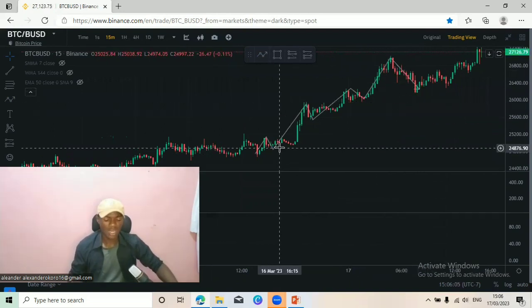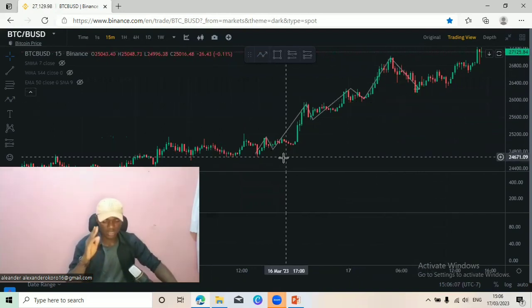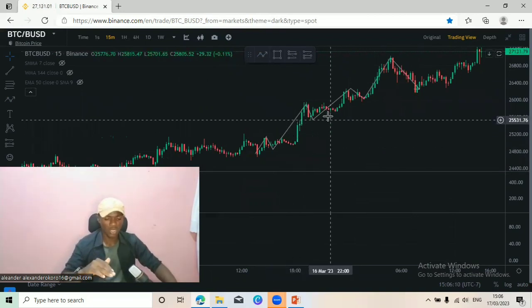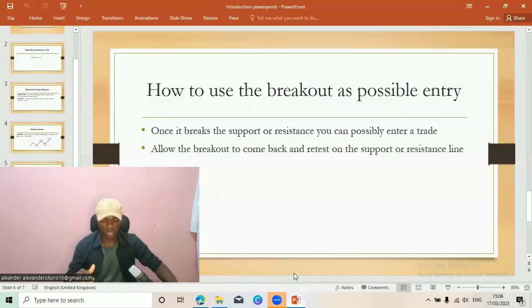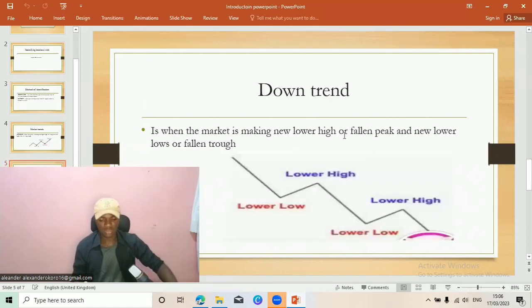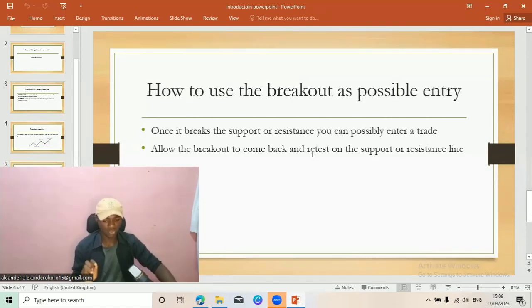All right. Now, after getting this, the next step is to know if there is a possible breakout. Let's go back to what we have here. It said, once it breaks the support or resistance, you can possibly take an entry trade. Allow the breakout to come back and retest the support or resistance line. Now this is just the procedure of what we are going to do. Look, number one said, once it breaks the support or resistance, you can take a possible entry.